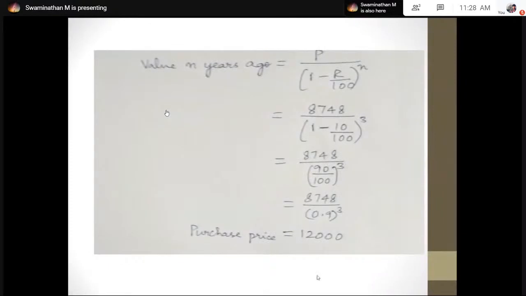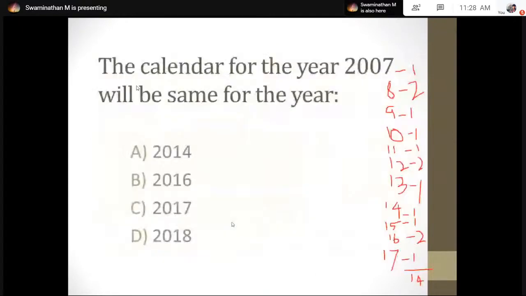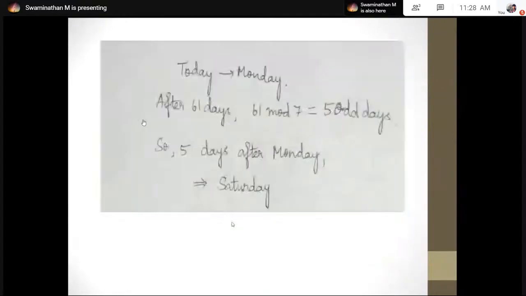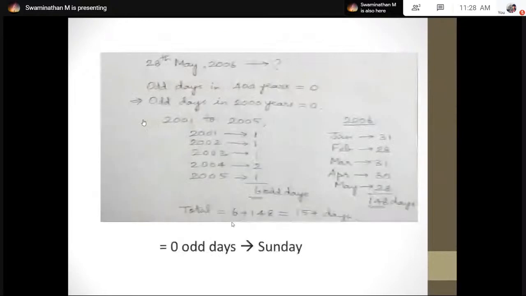Okay. That's it for today. I hope calendar is sufficient, but percentage I couldn't give more example problems. I'm very sorry for that.